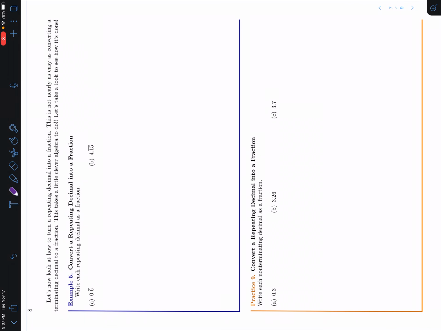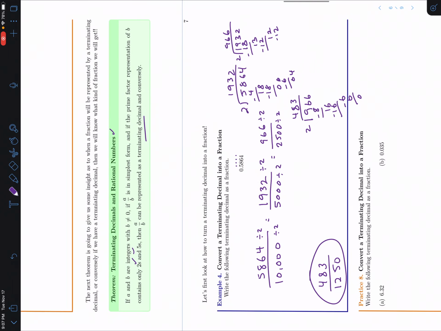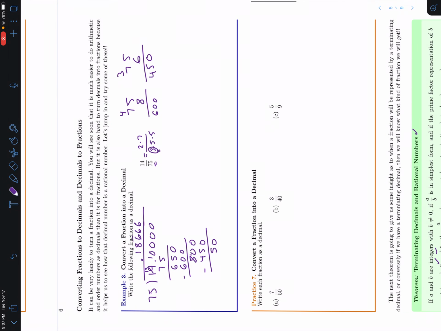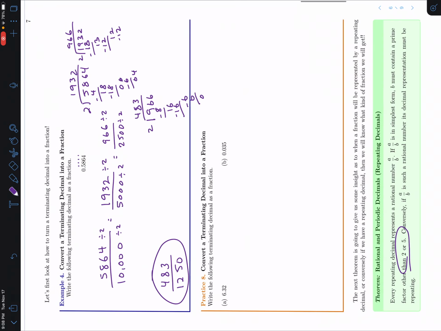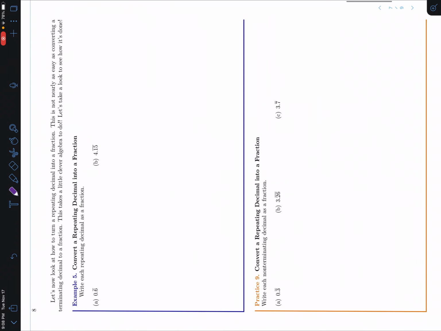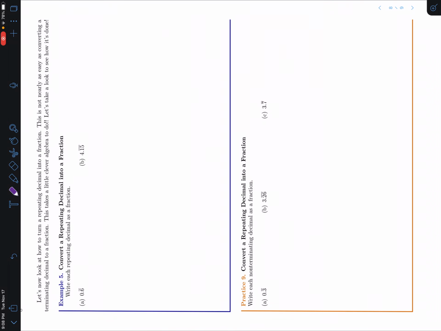Example 5 is a little bit trickier, because in this case, what we're trying to do is convert a repeating decimal into a fraction. So we know these actually come from fractions, because like we proved in example 3, that repeating decimal came from a fraction. So the question is, how do I work backwards and turn this into a fraction?